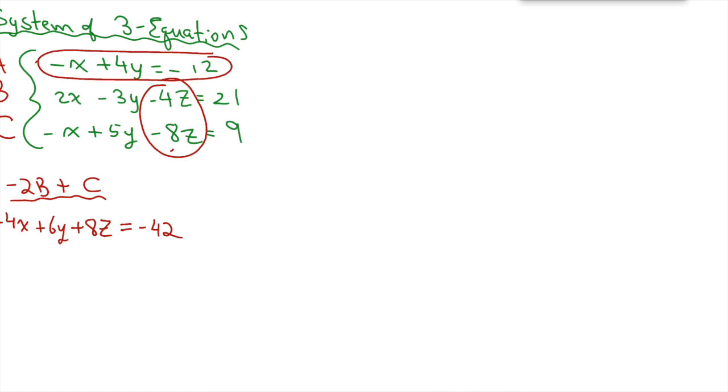Alright, and then the second part is just add C, so I'm just going to copy C down. It's negative x plus 5y minus 8z, I just know I'm going to add them anyways, equals 9. But if you want, we can put a little plus sign over here to remind us. Okay, so if I add this down, you all caught up? Negative 5x plus 11y, don't just say 11y. Equals negative 33. The z's go poof.